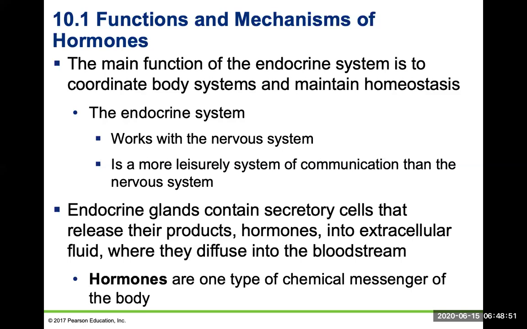It works right in contact with your nervous system, and endocrine glands contain secretory cells that release their products, hormones, into extracellular fluid where they diffuse into the bloodstream. And hormones are the name of the type of chemical messenger of the body.